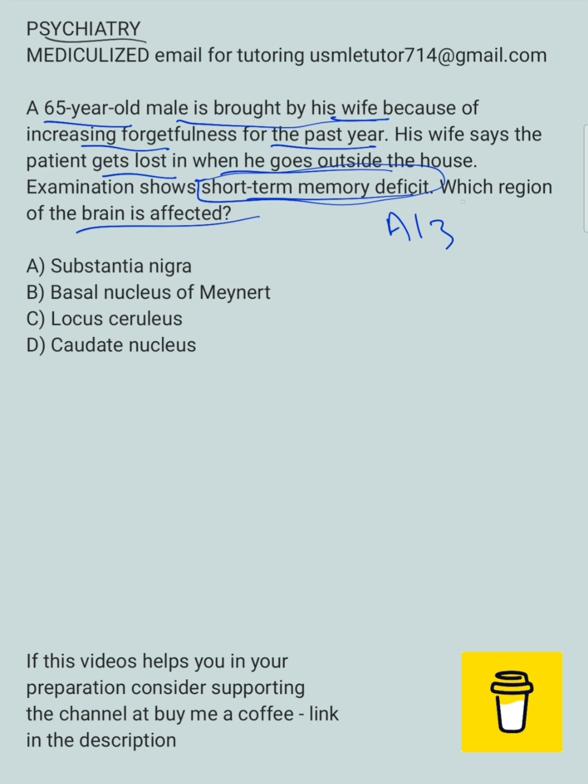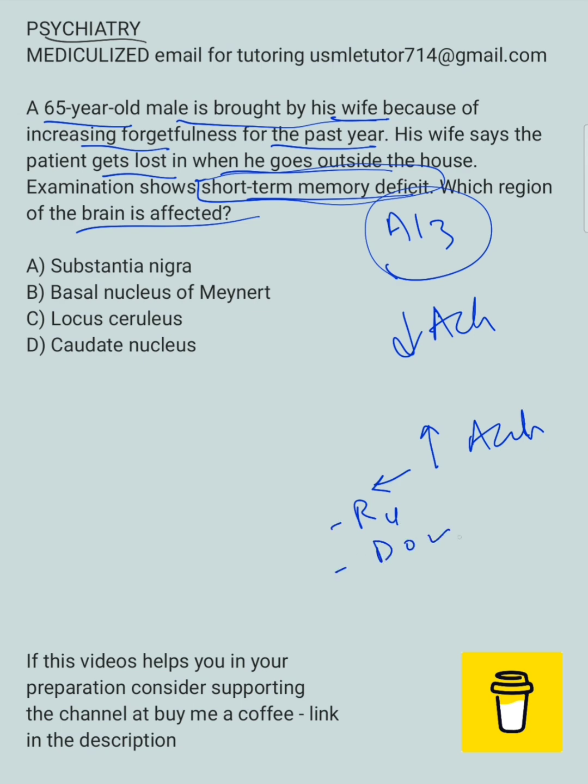So now, if it's Alzheimer's disease, which neurotransmitter is decreased in Alzheimer's? It will be acetylcholine. So acetylcholine is decreased, so the treatment is based on increasing acetylcholine. So you give acetylcholinesterase inhibitors, for example, rivastigmine, donepezil. And if they ask what will decrease the progression of the disease, like prevent it from getting worse, that will be memantine.